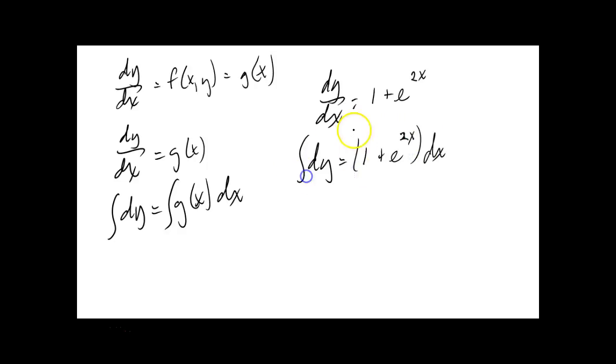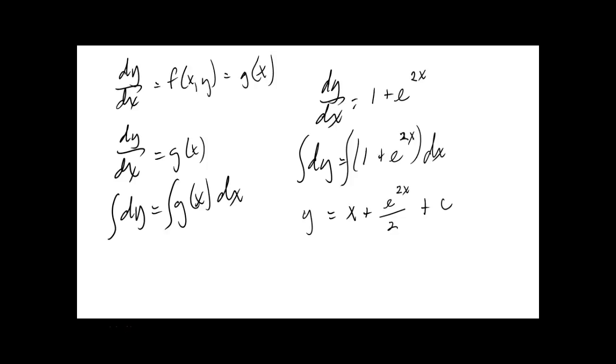Okay? And then integrate both sides, and this gives you y. Why not? Okay? Over here, what would you get? x plus e to the 2x over 2. Okay? Plus c. You have to have a plus c in there, right? Because this is a first-order differential equation, you got to have at least one integration constant.